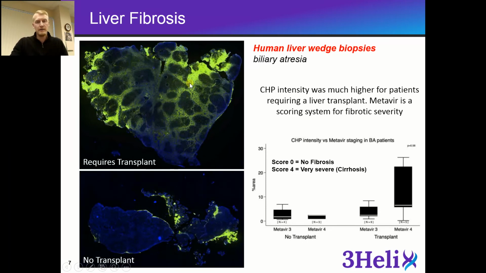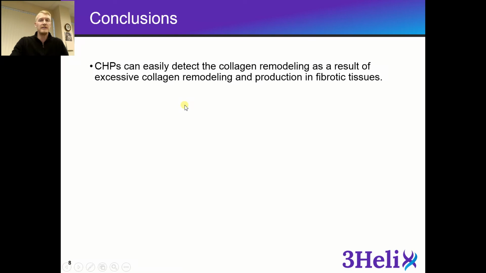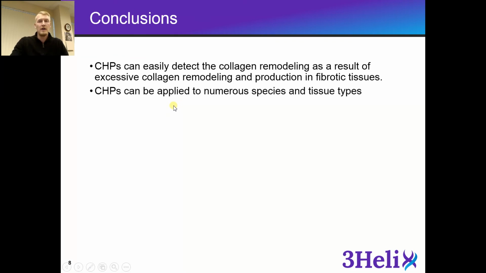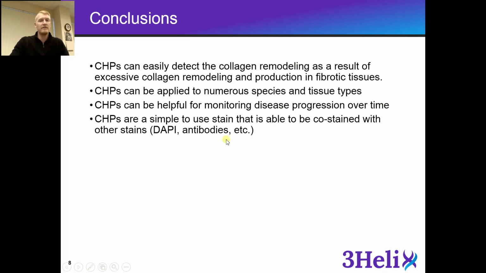So these are two different examples. One was in mouse lung, and the other was in human liver tissue. And we can see that CHPs can easily detect the collagen remodeling as a result of excessive collagen production in fibrotic tissues, whether it be mouse or human. So again, they can be applied to numerous species. CHPs can be useful in monitoring the disease progression over time, as I showed in the pulmonary fibrosis. Over the course of time, you saw the amount of collagen remodeling increase. And then CHPs are a very simple to use stain, and you're able to co-stain it with other stains such as DAPI and other antibodies.